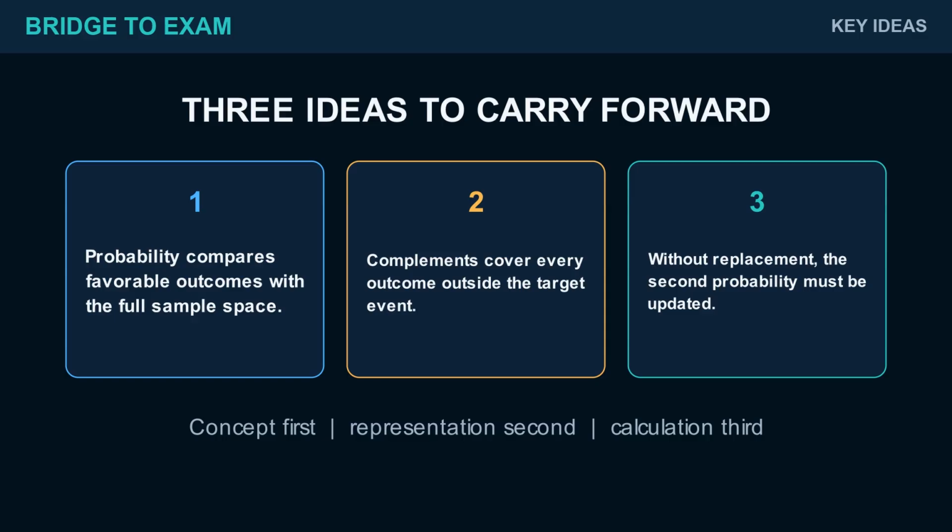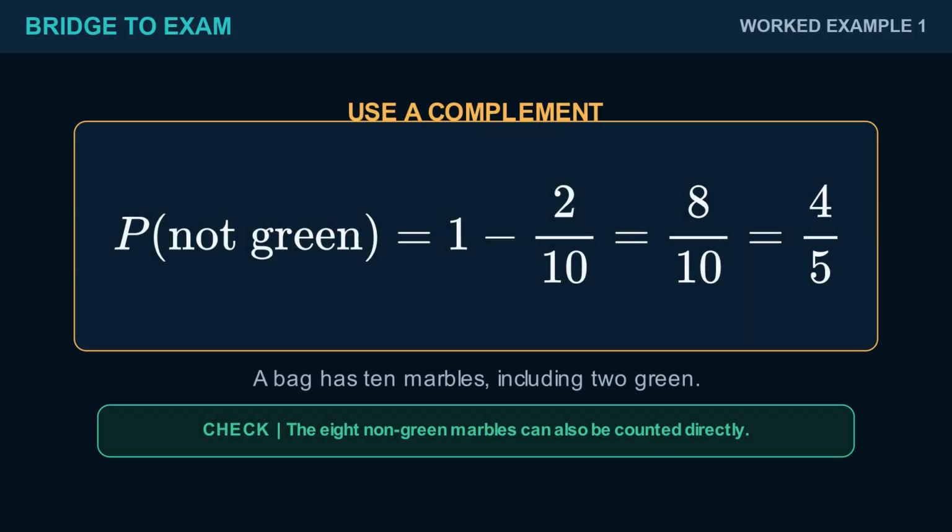3 ideas organize the lesson. First, probability compares favorable outcomes with the full sample space. Complements cover every outcome outside the target event. Without replacement, the second probability must be updated.